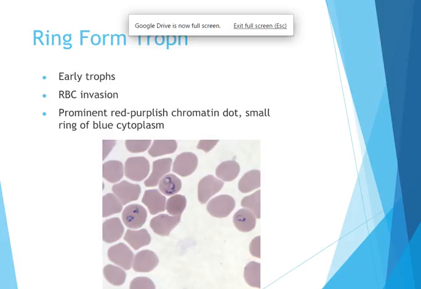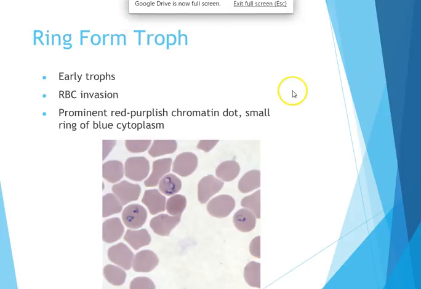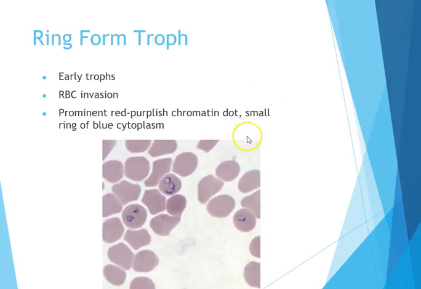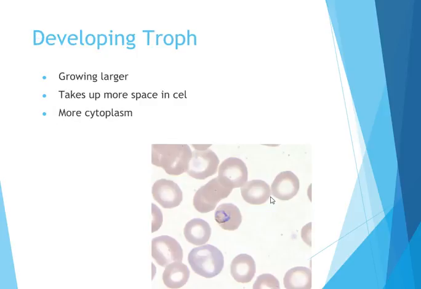Okay, with the ring form, we've already talked about this. This is the little ring form with the chromatin dot. This is an early troph. It gets in the red cell. The developing troph starts to take up more space.